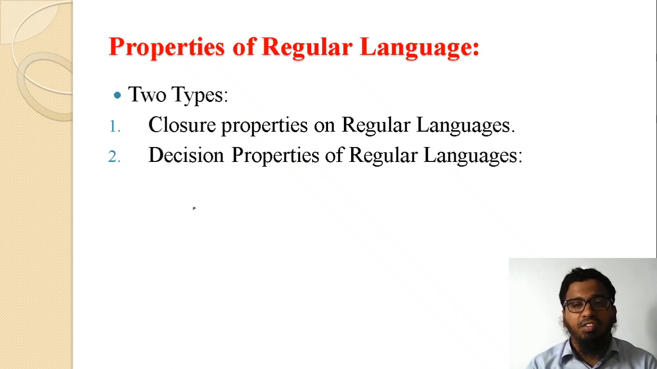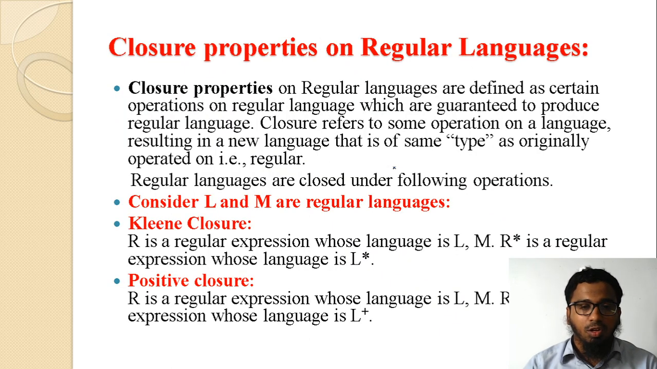There are two properties of regular languages. First one, closure property on regular language, and second one is decision property of regular language. We will see these two one by one. Closure property has some properties, and decision property also has properties. Closure property has 8 and decision property has 6. So we will see them one by one.